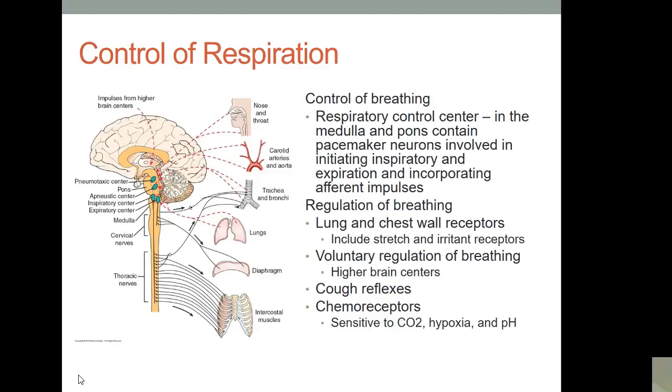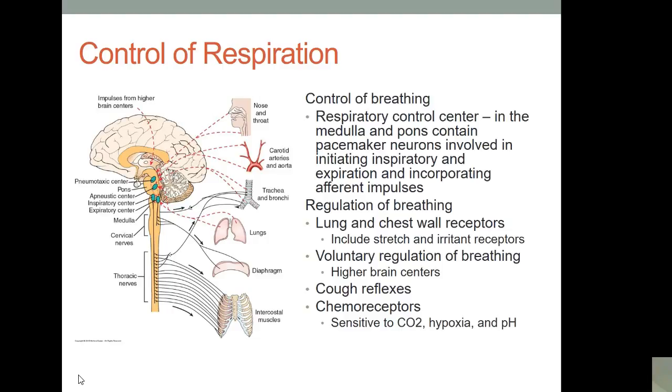So we have lung and chest wall receptors. So we have stretch receptors that don't allow the lungs to be overstretched. In other words, if the lungs are getting overstretched, they'll stimulate the control center to inhibit breathing. There's irritant receptors within the airways to inhibit breathing, such as, like I said, could be stimulated by breathing in hydrochloric acid.